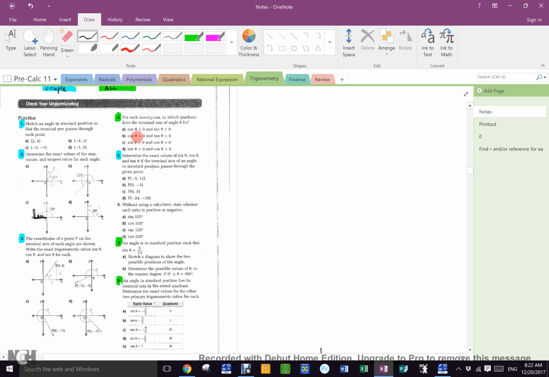So number 4. Which quadrant is everything? Cos is less than 0, but sine is greater than 0. So where are the 2 places, or the only place where cos is negative and sine is positive? I'll just draw this.